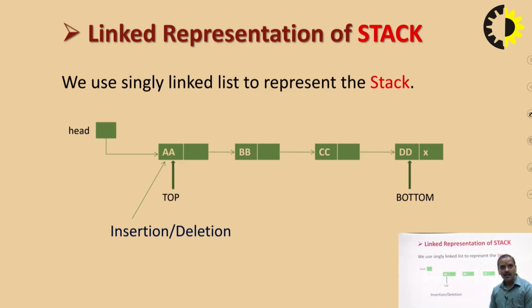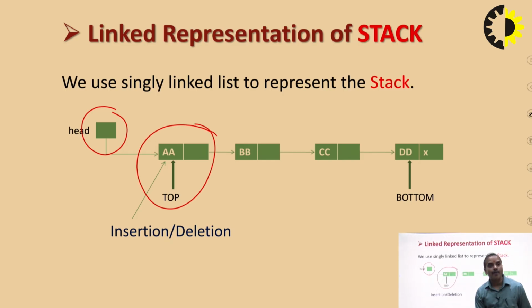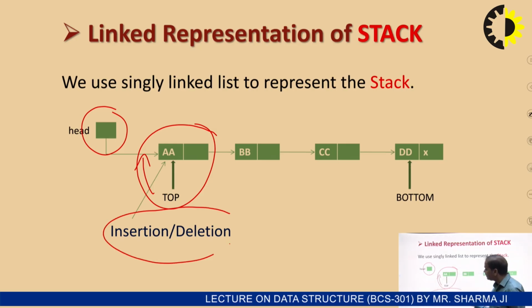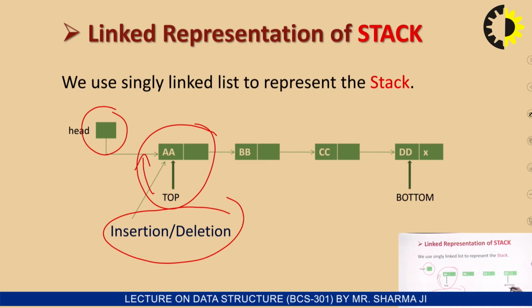This is the link representation of stack. We use a singly linked list to represent the stack. In the singly linked list, this is called head. Head is a pointer variable which points to the very first node inside the list, and this very first node is called the top of the stack. That means if we want to insert an element in the given linked list, we have to insert here. First, we have to decrement top by top equal to top minus 1. Then we have to insert at this place. And deletion also takes place from this point. And this one is called bottom.